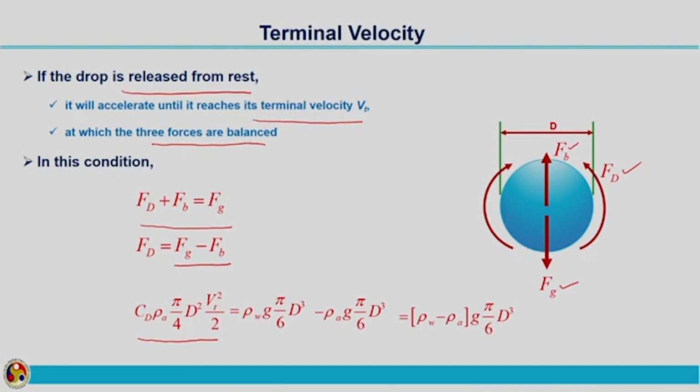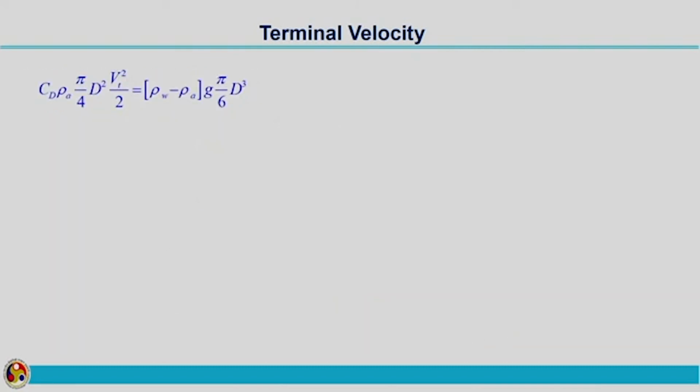It will be (rho W minus rho a) g pi by 6 d cubed. Now, we can cancel out certain terms from this equation. Pi gets cancelled, then d square gets cancelled, and we have 2 in the denominator, which also gets cancelled. It will take the form Cd rho a Vt square by 4 is equal to (rho W minus rho a) g d by 3.